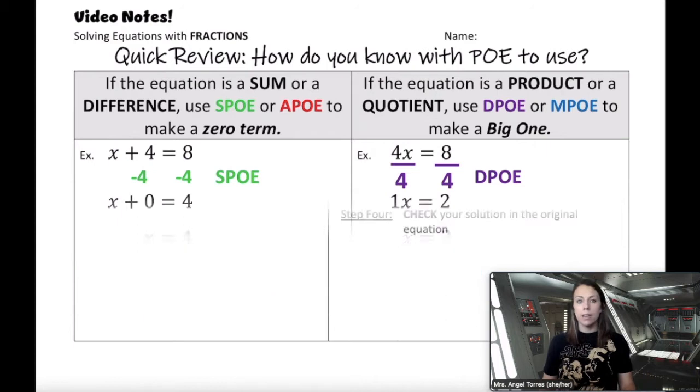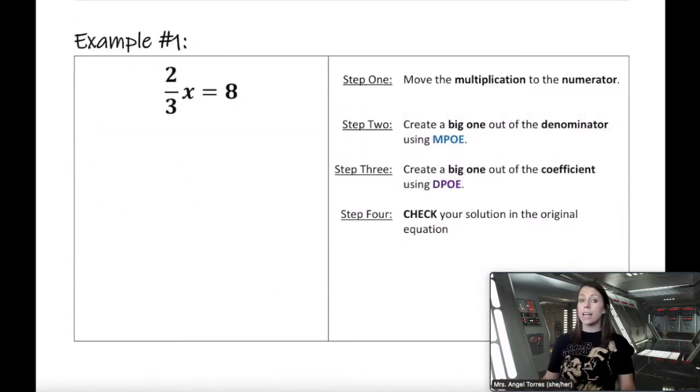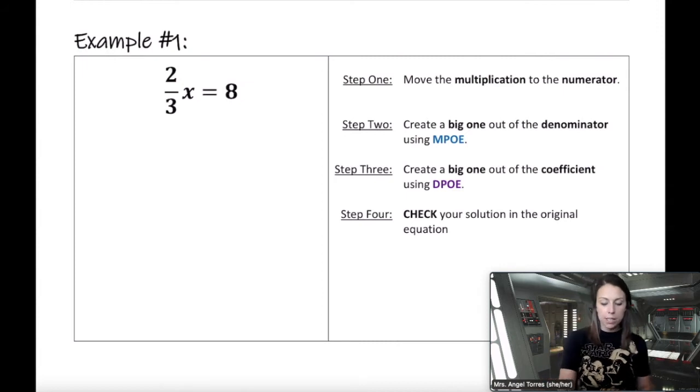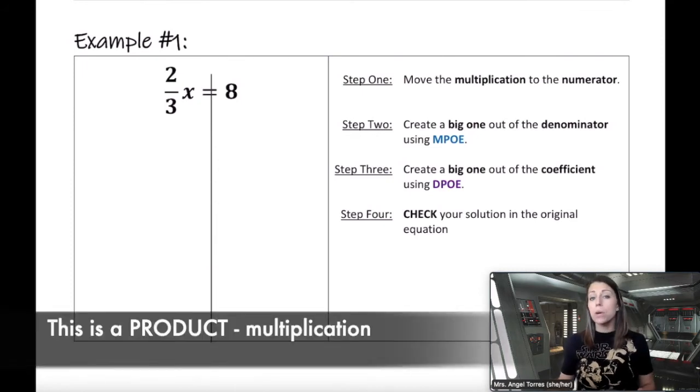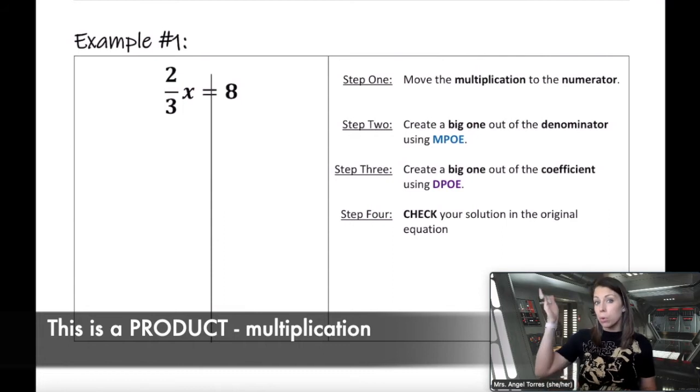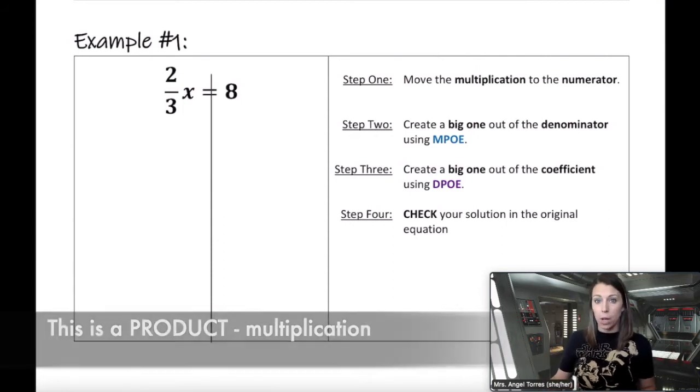So let's get started. Example 1: we have 2/3 of x equals 8, and this is a very typical equation you're going to see with fractions. I'm going to start as always by putting a line down the middle of my equal sign, keep the left side separate from the right. Now what's happening here is 2/3 is being multiplied by x. In other words, we would call this a product. So notice we're only going to be working with multiplying and dividing properties of equality.